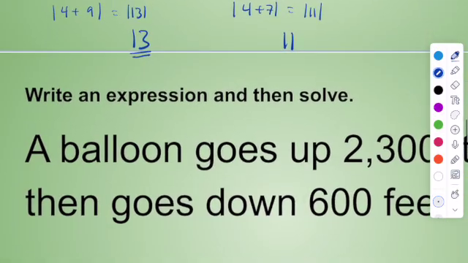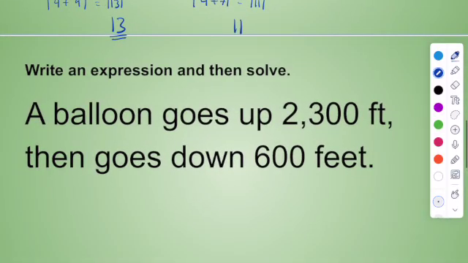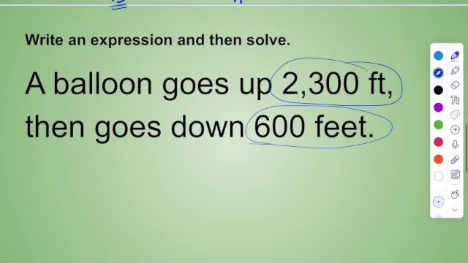Final thing, we have one reminder, one story problem. This is actually a preview for what we'll do next. If we have a story problem, we can set up an expression. If a balloon goes up 2,300 feet, then it goes down 600 feet, where would it end up? It's kind of missing the final question, but I think that's what is inferred.